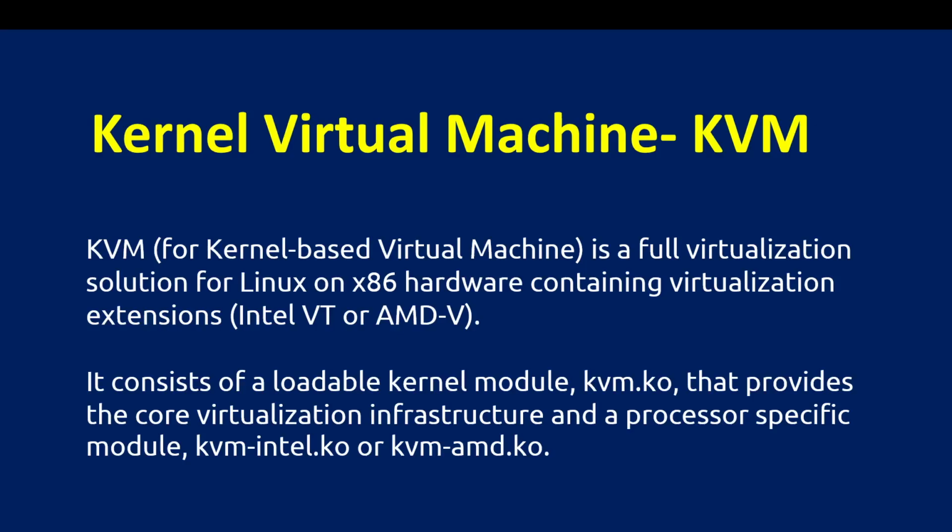an x86-based machine. It consists of some kernel modules like kvm.ko. This is the main module which provides the hardware virtualization, and then there is a processor-specific module based on your processor. If it is an Intel-based machine, it uses kvm-intel.ko, or if it is AMD-based, it uses kvm-amd.ko, the kernel module for the processor-specific architecture.